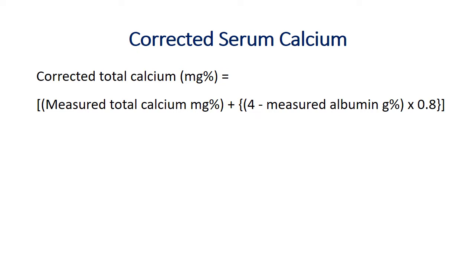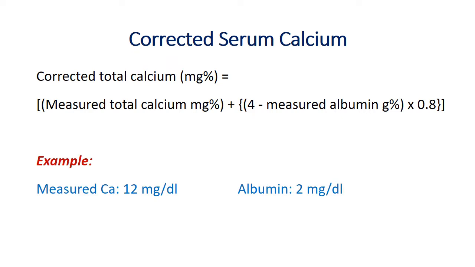The basic premise here being the fact that for every 1 gram per deciliter increase in the measured albumin, the increase in total calcium is about 0.8 milligrams per deciliter. If we take an example, if you measure the total serum calcium to be 12 and the corresponding albumin level to be 2, it means that if you consider the ideal albumin level to be 4, there's a decrease in the measured albumin by 2.